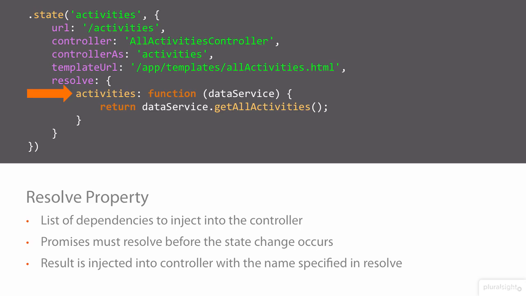In the example here, I'm calling a function on the data service to retrieve activities. Once the returned promise is resolved, the activities will be stored in the activities property and injected into the controller. This is a technique you can use to gather all of the data the controller needs before actually instantiating the controller. It will keep your users from going to pages that don't yet have all of the expected data.